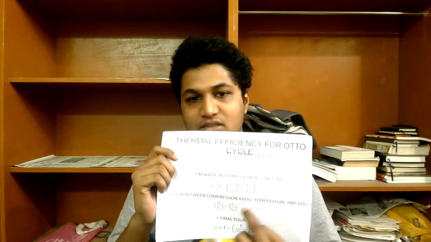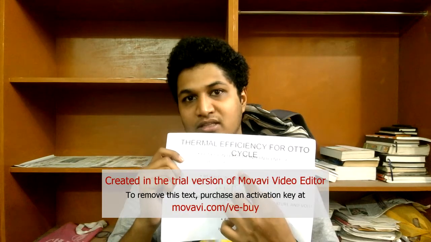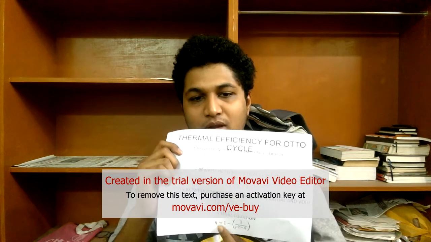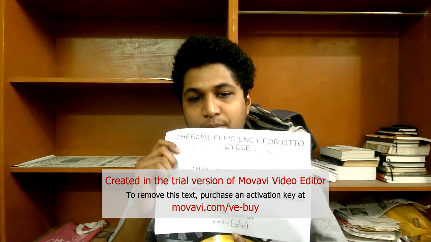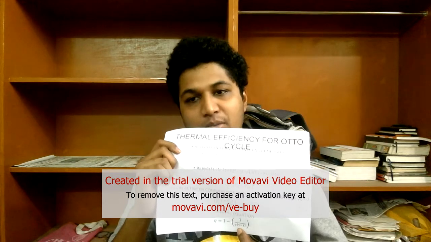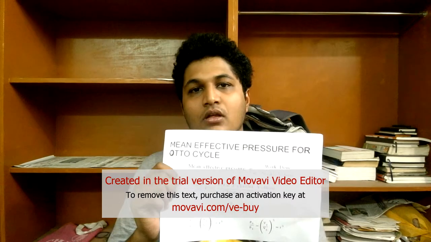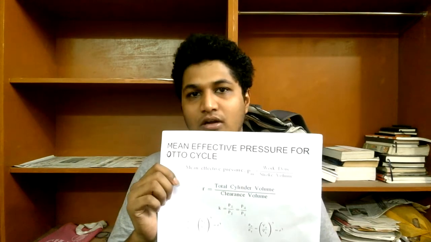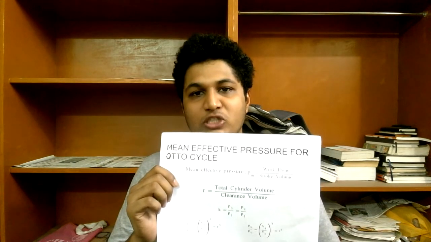Hence you can put it back up in this equation over here, and your thermal efficiency is 1 minus 1 over your compression ratio to the power gamma minus 1. Now let's have a look at the final topic in our discussion today. It will be mean effective pressure for the Otto cycle.